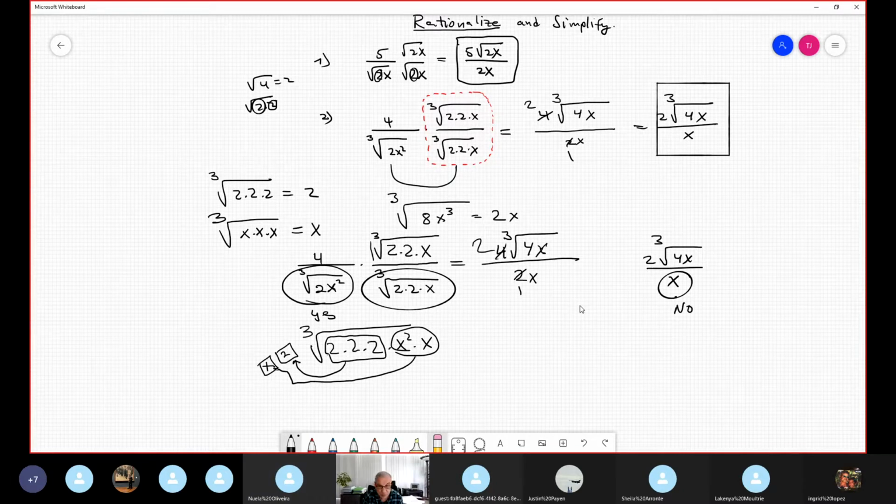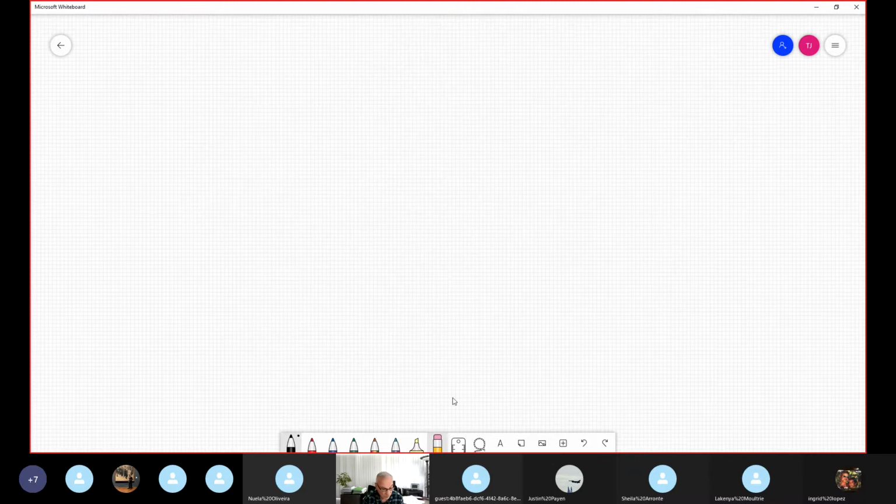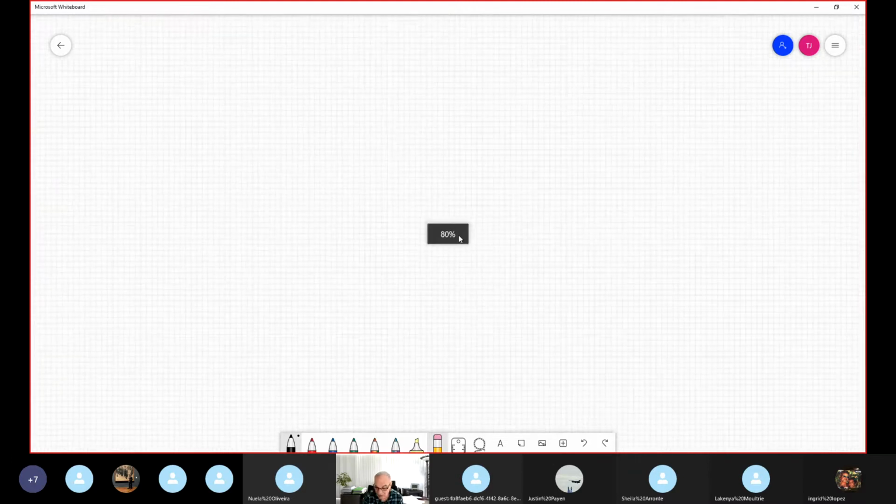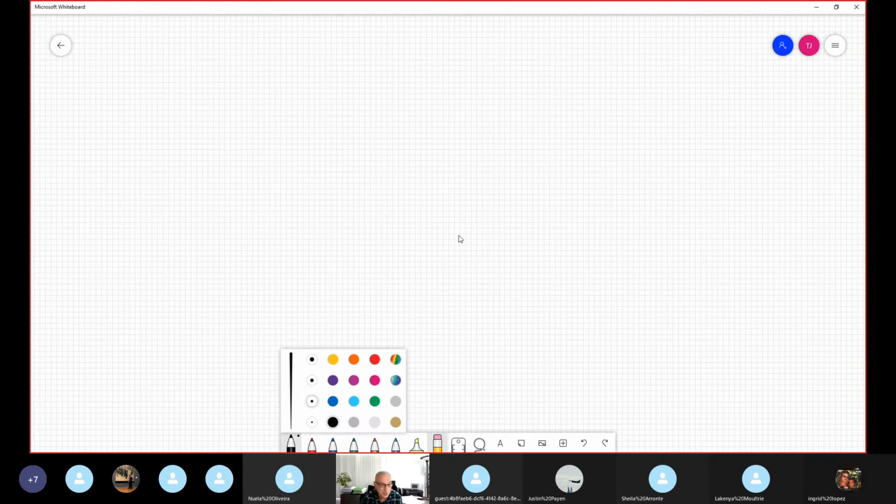Let's move on to number 3. Number 3, again, is easy. It's no big deal. The majority of the problems you see in the test are not cubic root. It's a square root, and the rationalization part.